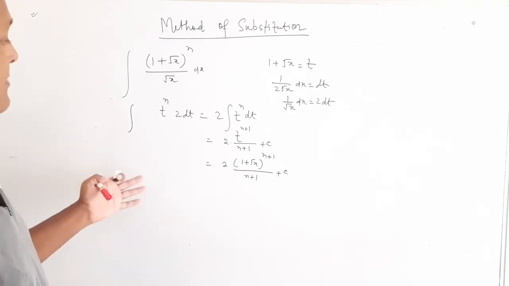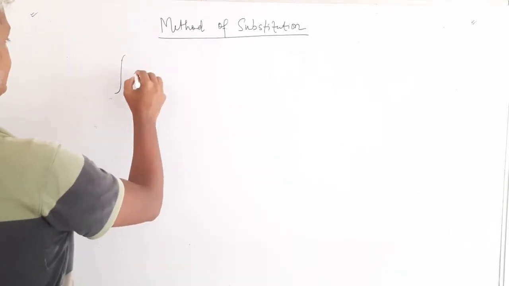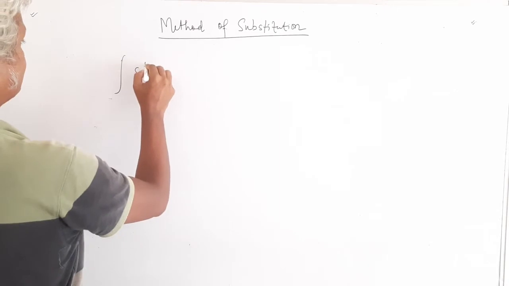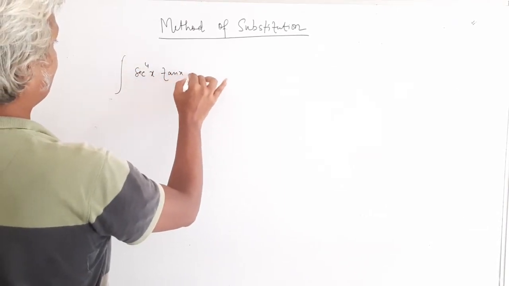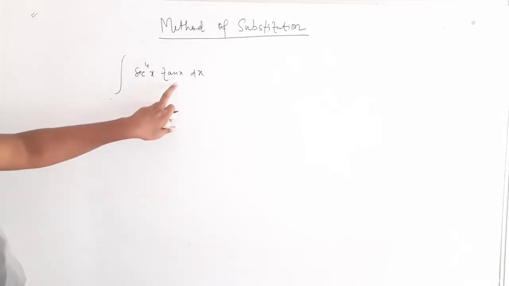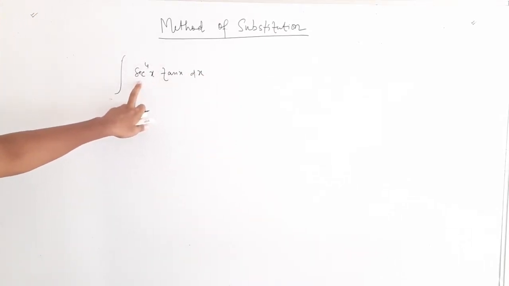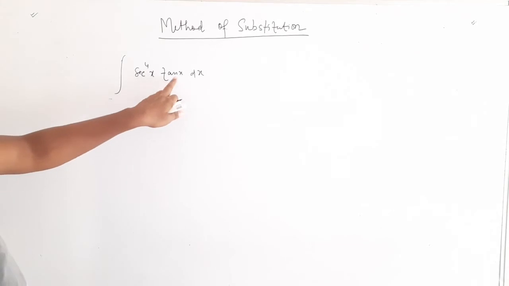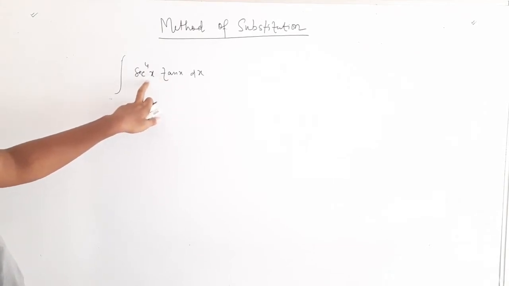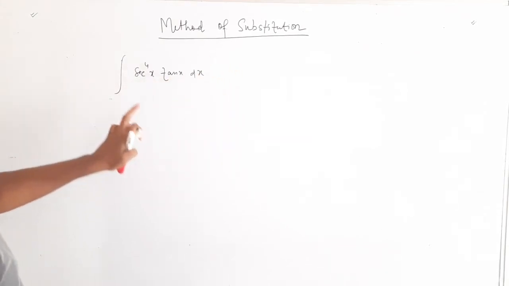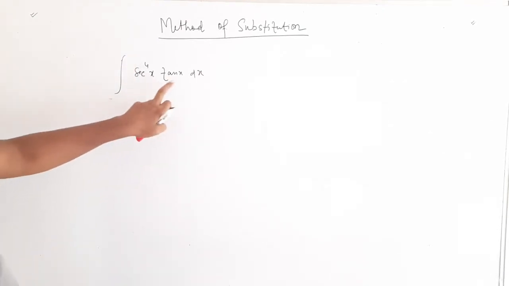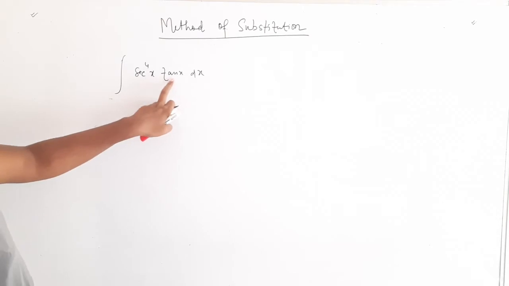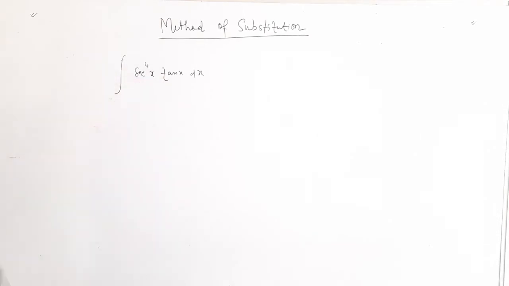So I take another example again. Now I take this simple question. It goes like sec to the power 4 x tan x dx. Now you know that differentiation of tan x is sec square x. So if you substitute tan x, then you will get sec square x dx as dt. But what will happen to this extra sec square, because tan x differentiation just gives you sec square x and you are having sec to the power 4 x.